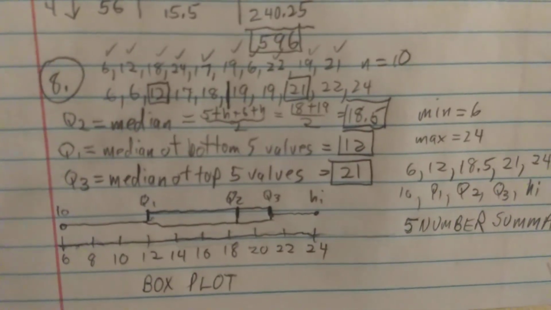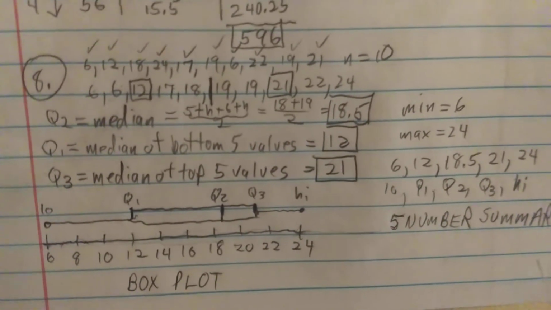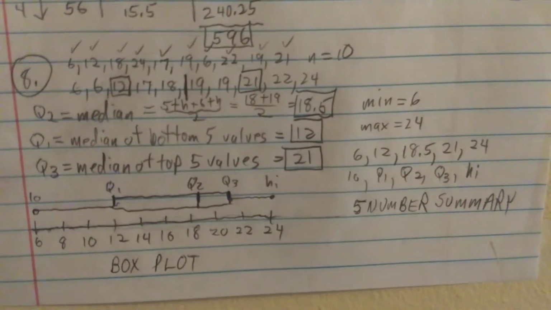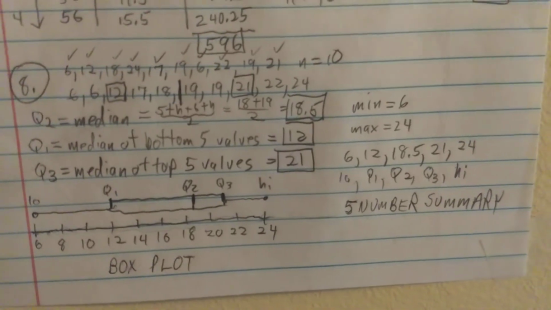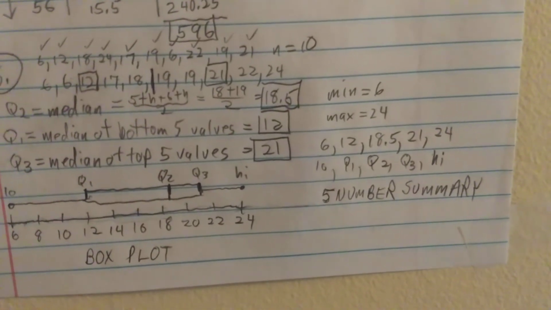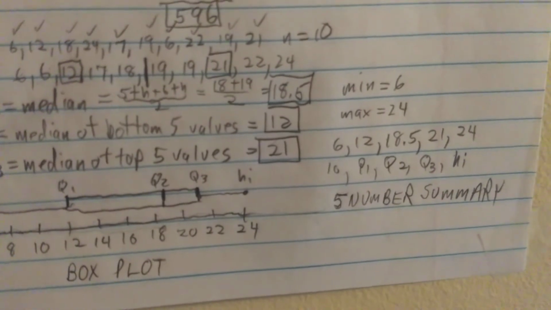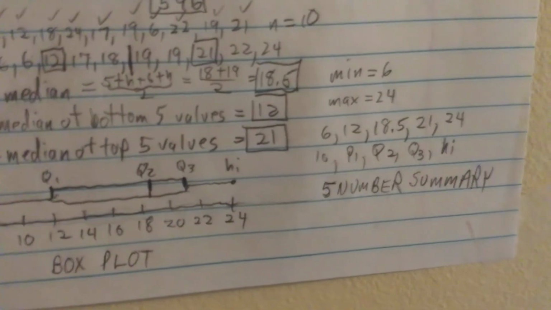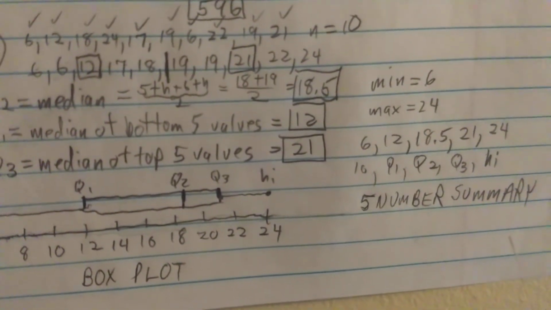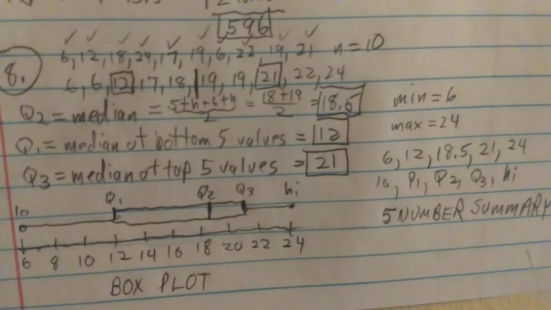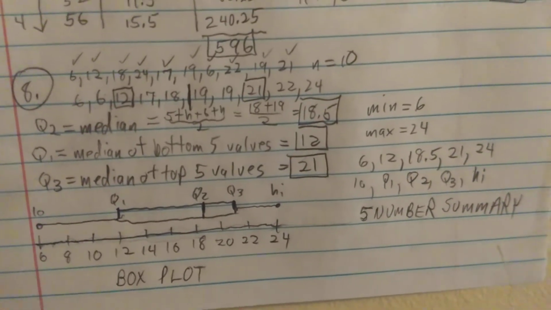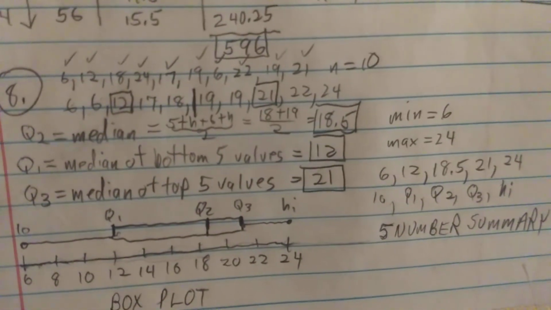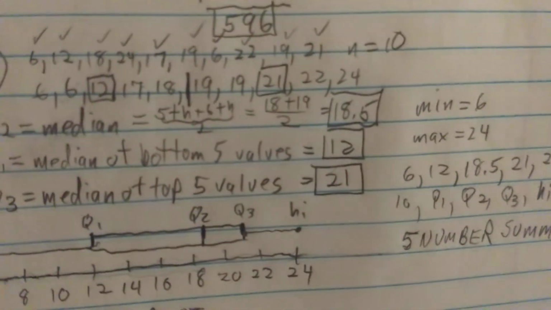Now for problem 8, we have to sort the data again, but we're going to have 10 numbers. The two 6s are the smallest, then a 12, 17 about in the middle, 18, 19 in the middle, 19 again near the end, 21, 22 near the end, and 24. So sorting those with 10, we're halfway between the 5th and the 6th, or halfway in between 18 and 19, which is 18.5.